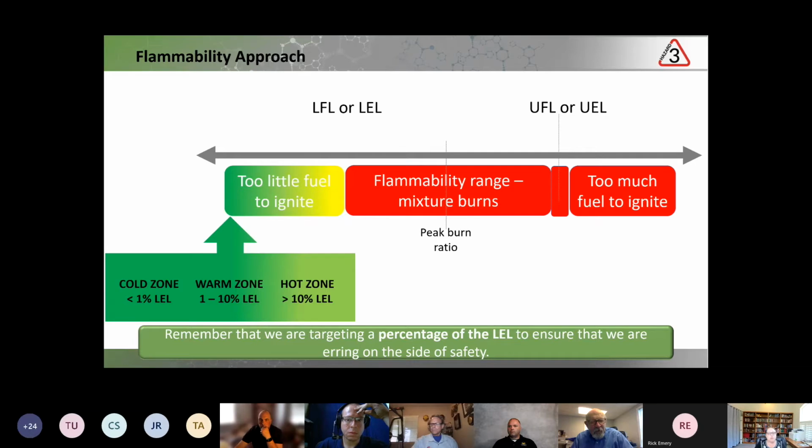And one thing I wanted to make sure everybody was aware of is our cold, warm, and hot zones are way down here in this too little fuel to ignite area. We're not going to be way up in this flammable range already. We're going to be using percentages of that lower explosive limit. So when we say the cold zone is less than 1% of LEL, we've got a lot of movement to go before we ever could have reached a flammable mixture. But this is what will save us from having a complete flashover. If we get up into this area up here where the flammability range is increased, then we could very well find ourselves in a compromised position that we really can't salvage ourselves from.